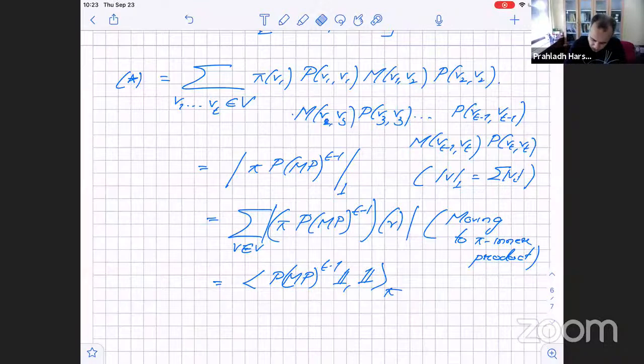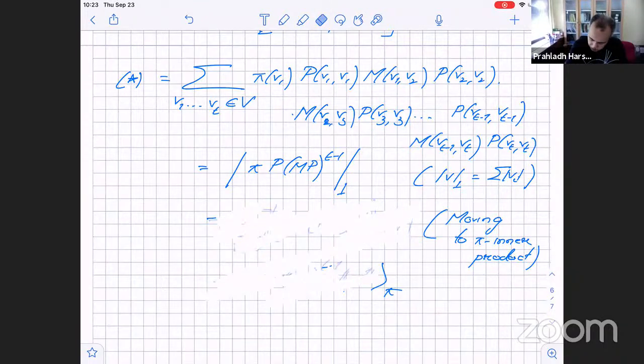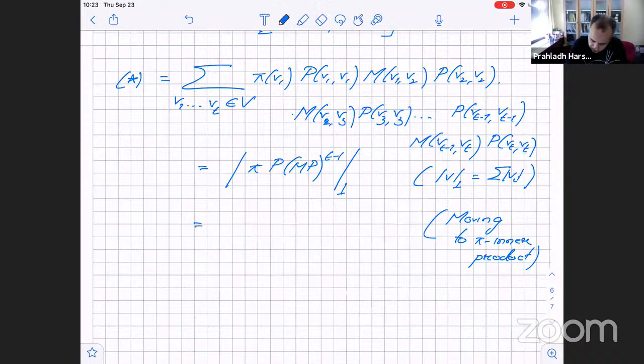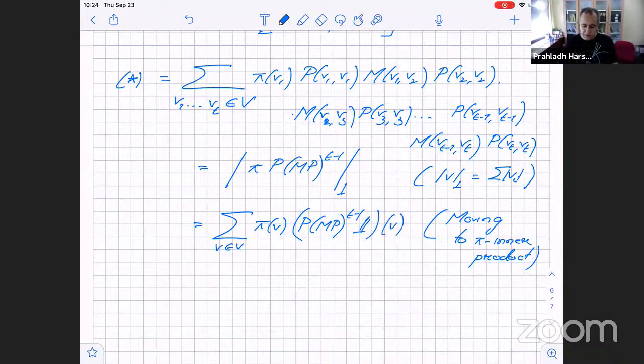Let me write it a little differently so that it's more obvious. This is exactly summation over v in V of pi v, PMP to the T minus 1, applied on 1, the all ones vector, taken at v. And if you notice, the expression above and this expression are the same object.